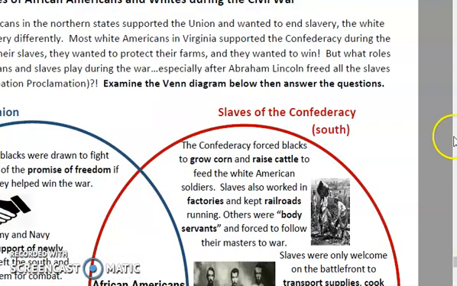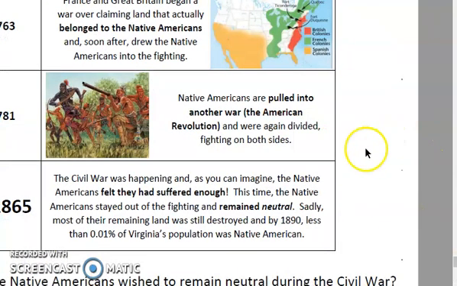1775 to 1781. Native Americans were pulled into another war, the American Revolution, and were again divided, fighting on both sides. 1861 to 1865. The Civil War was happening, and as you can imagine, the Native Americans felt they had suffered enough. This time, the Native Americans stayed out of the fighting and remained neutral. Sadly, most of their remaining land was still destroyed, and by 1890, less than 1% of Virginia's population was Native American.